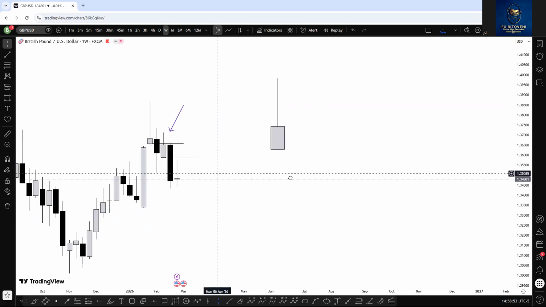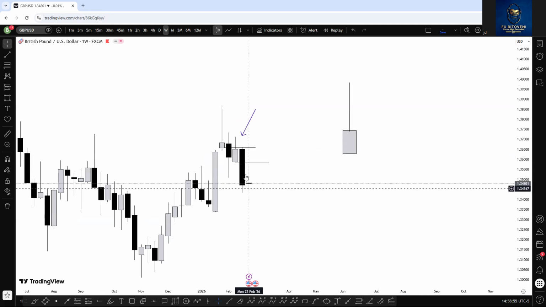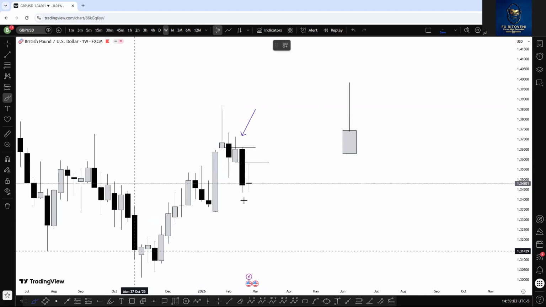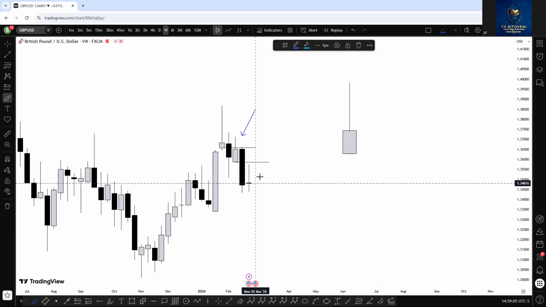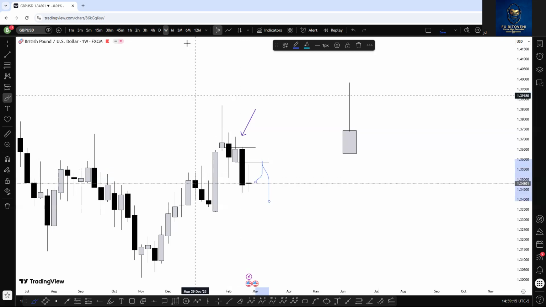It was not tested. So we ended the week with an indecision candle, or it was a consolidation week. So don't be surprised if you see another week coming back here to test this key level, and then we go down around here. Okay, so trade with that in your mind.